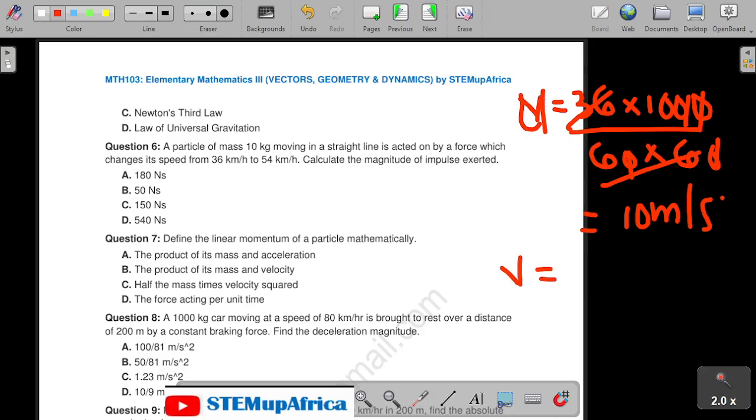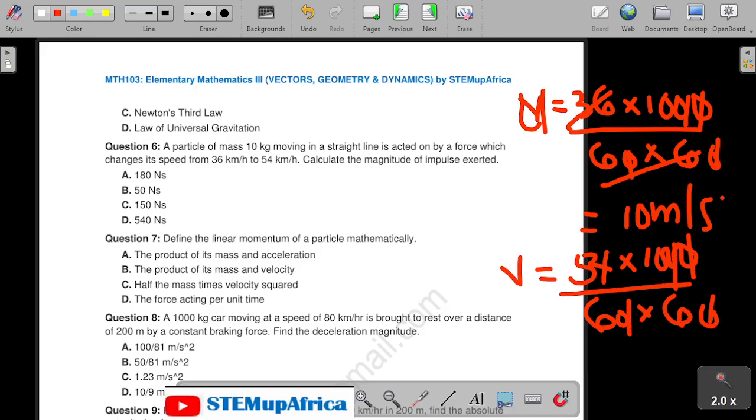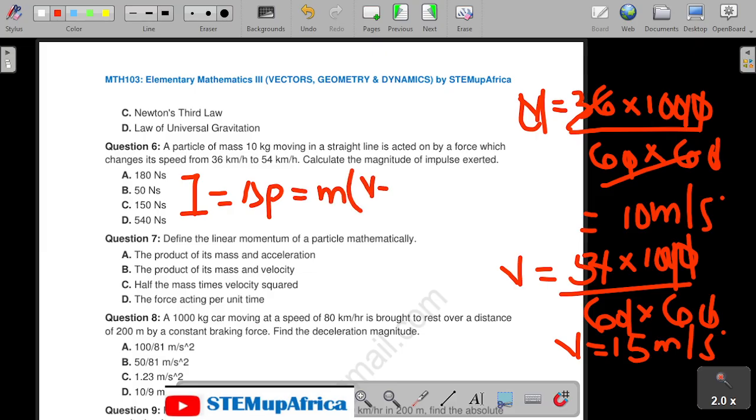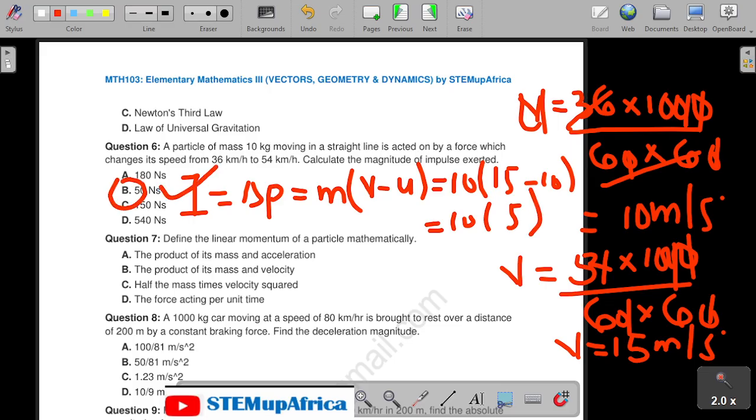I'm having 10 meters per second, from 36 kilometers per hour to 10 meters per second. This is my u now. My v, I'll do the same thing: 54 times 1000 over 60 times 60. So we're having 54 times 10 divided by 36. That will give us 15. Final velocity is now 15 meters per second. So my impulse, we said earlier, is the change in momentum, mass times v minus u. The mass is 10. We have 15 minus 10, which is 10 times 5. The answer will give us 50 Newton seconds.